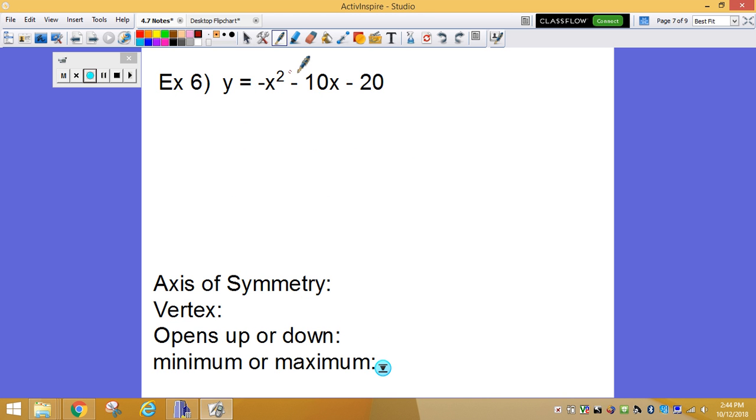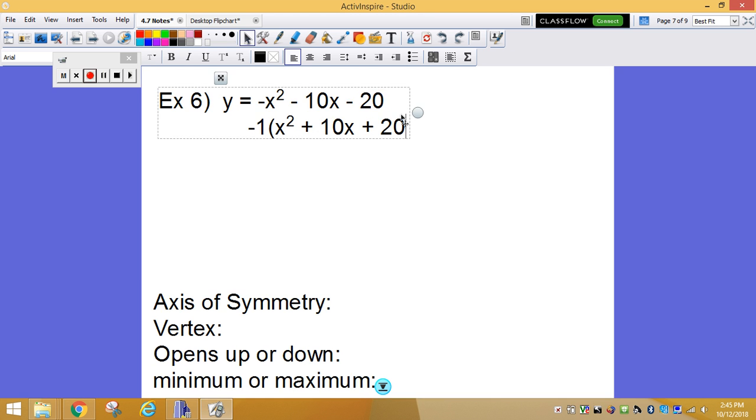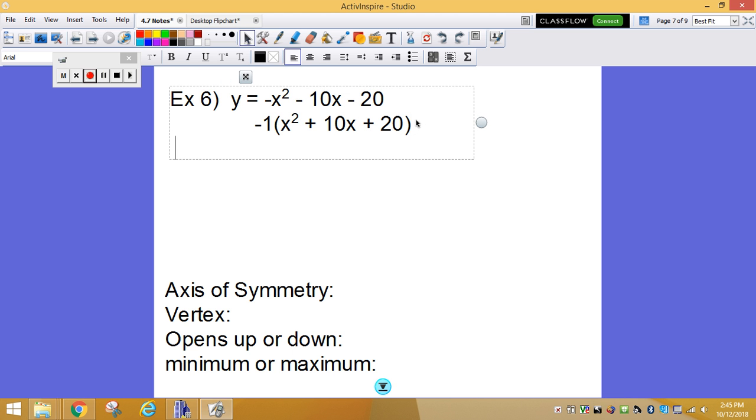So let's do another one that had a negative. I'm going to take a negative 1 out, which is going to change every sign. So this minus will change to a plus, and this minus will also change to a plus. Okay, now let's do what we've been doing. I'm going to take this and put it in there and put my plus 20 on the outside.